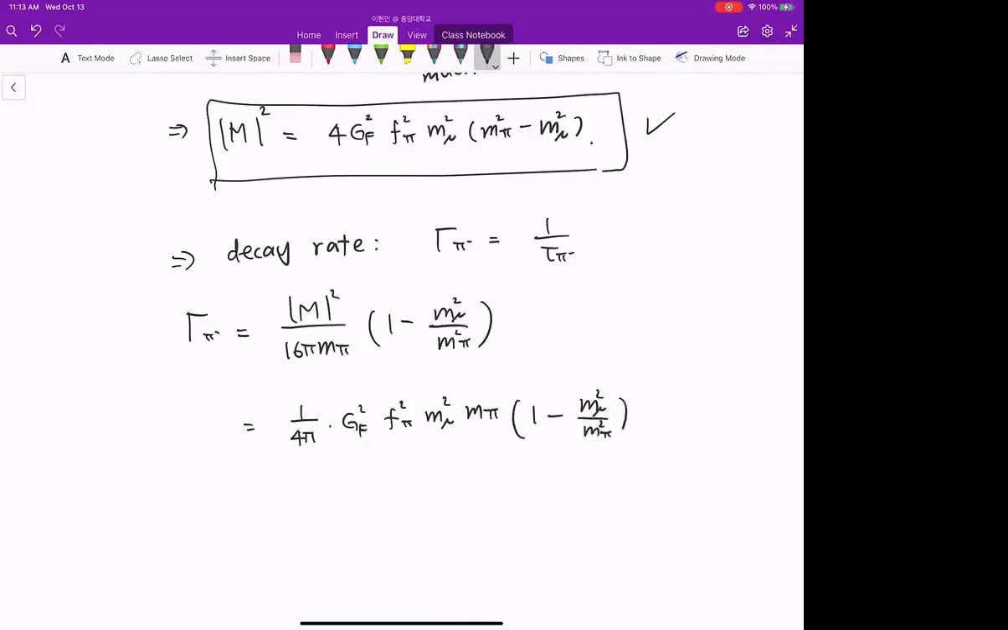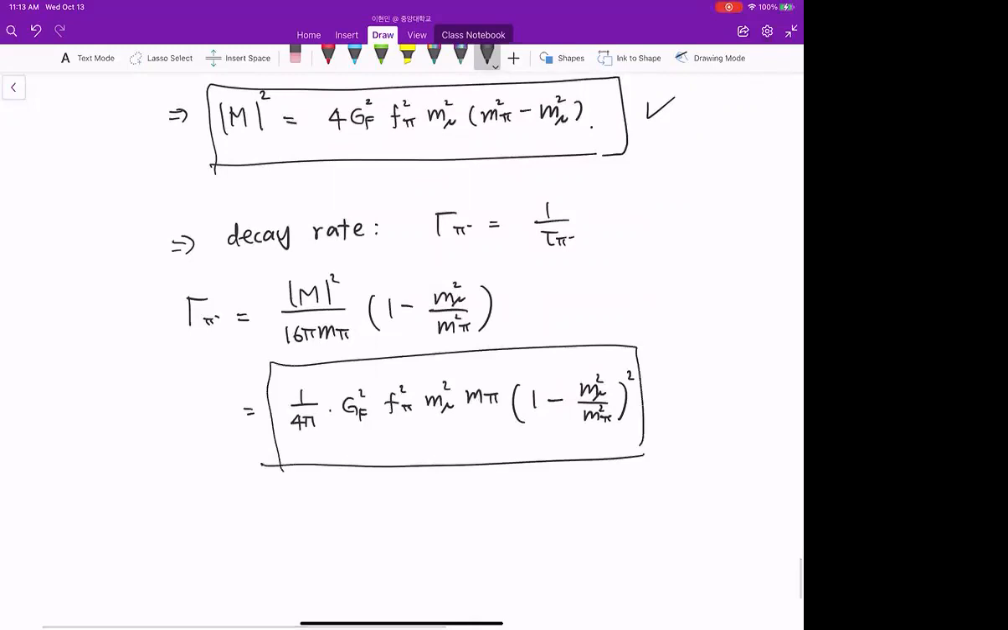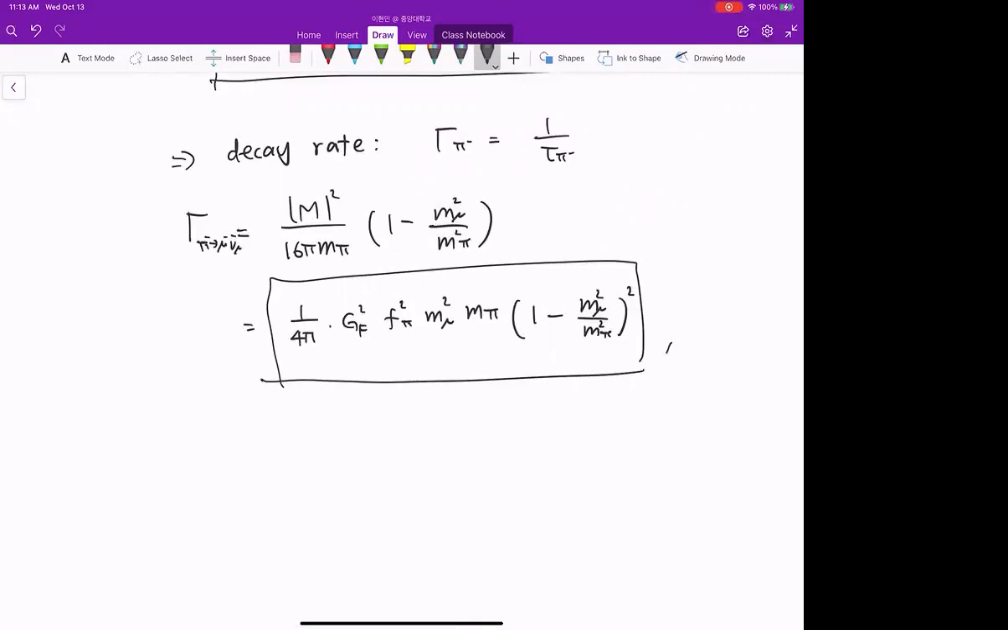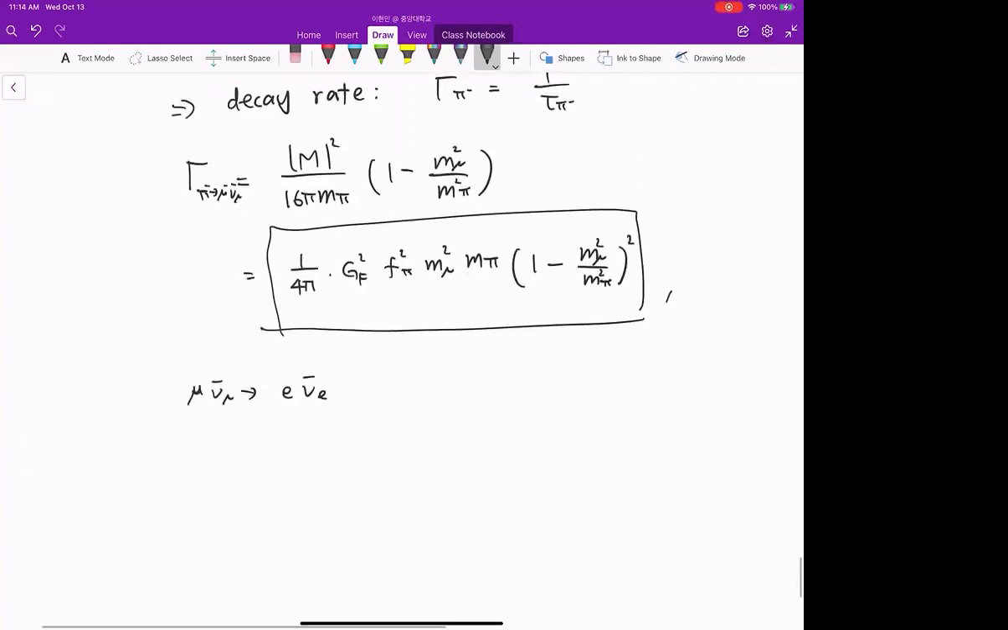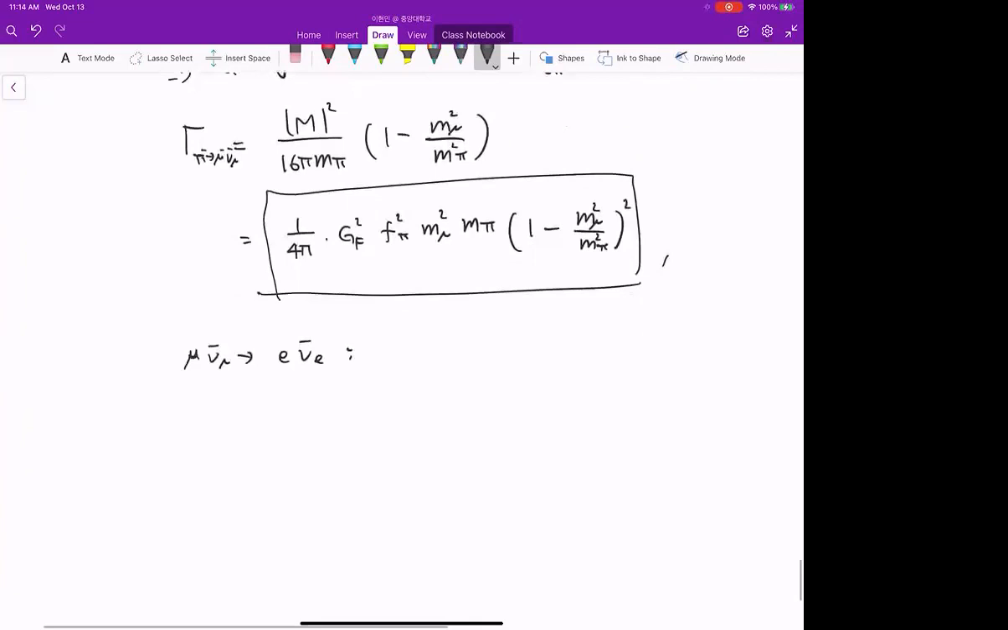Okay, so this is the final result. This decay rate, pion going to muon and muon neutrino. Of course, if you replace the muon and muon neutrino with an electron and electron neutrino, it is the same interaction. Just the same interaction, but the only difference is the mass difference between the electron and the muon.